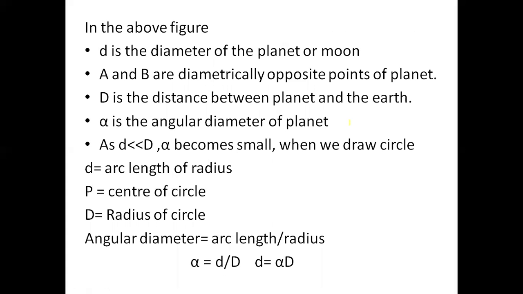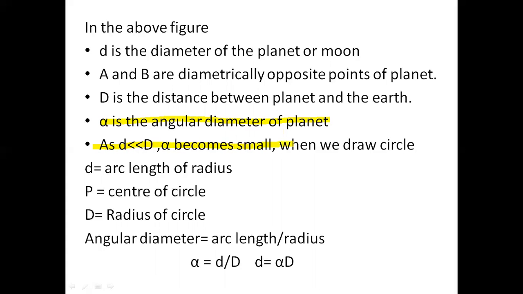Here capital D is the same as in the last derivation, that is the distance between the planet and the earth. Alpha is the angular diameter of the planet. In the last derivation we have taken theta as the angle. If the diameter of the planet, small d, is very, very less than the capital D, the distance between the planet and the earth, then the angle alpha becomes small here.